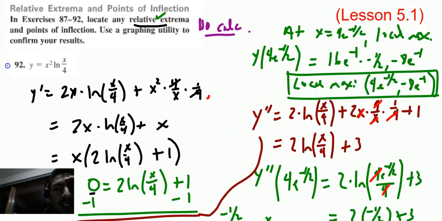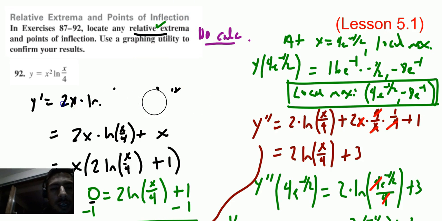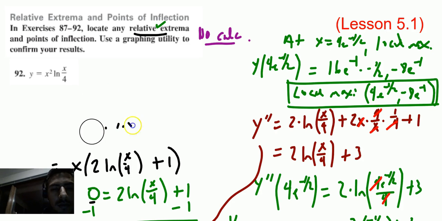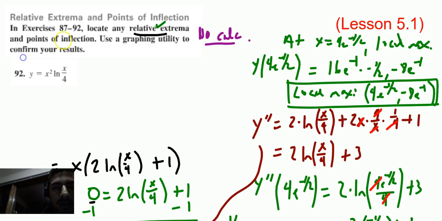So plugging 4e to the negative 3 halves, there's no room for this. Plugging 4e to the negative 3 halves here, and I'm going to erase the first derivative here. Bye. So plugging 4e to the negative 3 halves out. Was I using purple? So, it's purple. Okay. I would do y of 4e to the negative 3 halves.